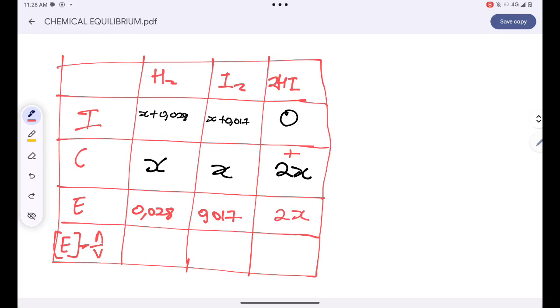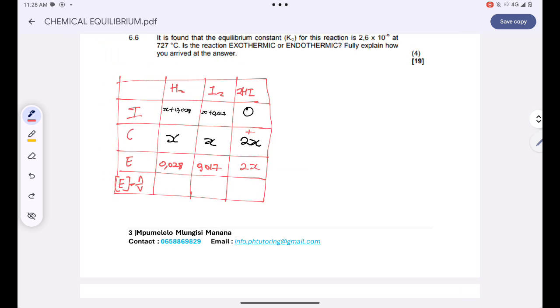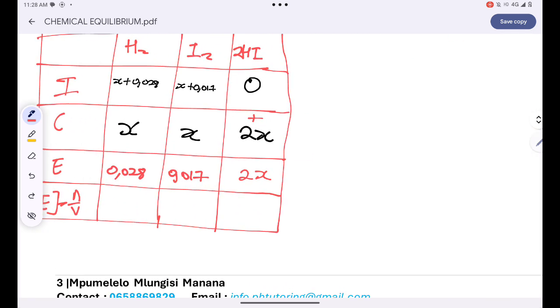Now, our volume is 2 cubic decimeters. Let me confirm. Yeah, our volume is 2 cubic decimeters. That means I have 0.028 divided by 2, and this will give me 0.014. Then 0.017 divided by 2 is 0.0085. And then the concentration over there will simply be equal to x.